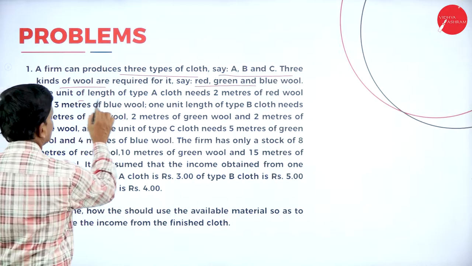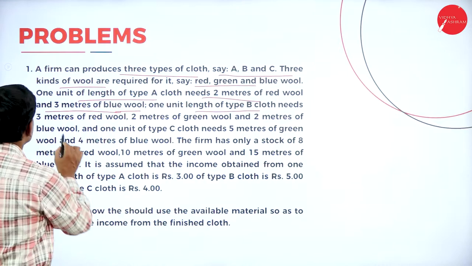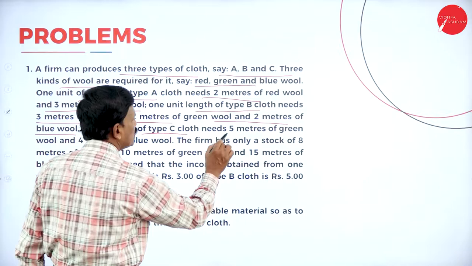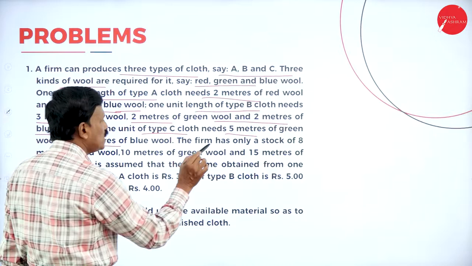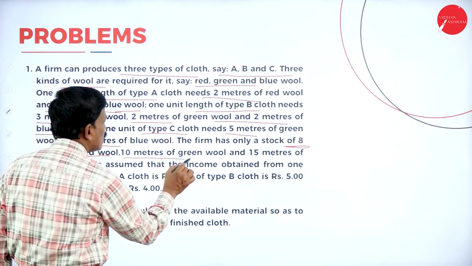1 unit of length of type A cloth needs 2 meters of red wool, 3 meters of blue, and 1 unit of length of type B cloth needs 3 meters of red wool, 2 meters of green wool, and 2 meters of blue wool. And 1 unit of type C cloth needs 5 meters of green and 4 meters of blue. The firm has only a stock of 8 meters of red wool. The maximum wool of red is 8, and 10 meters of green and 15 meters of blue wool are available.